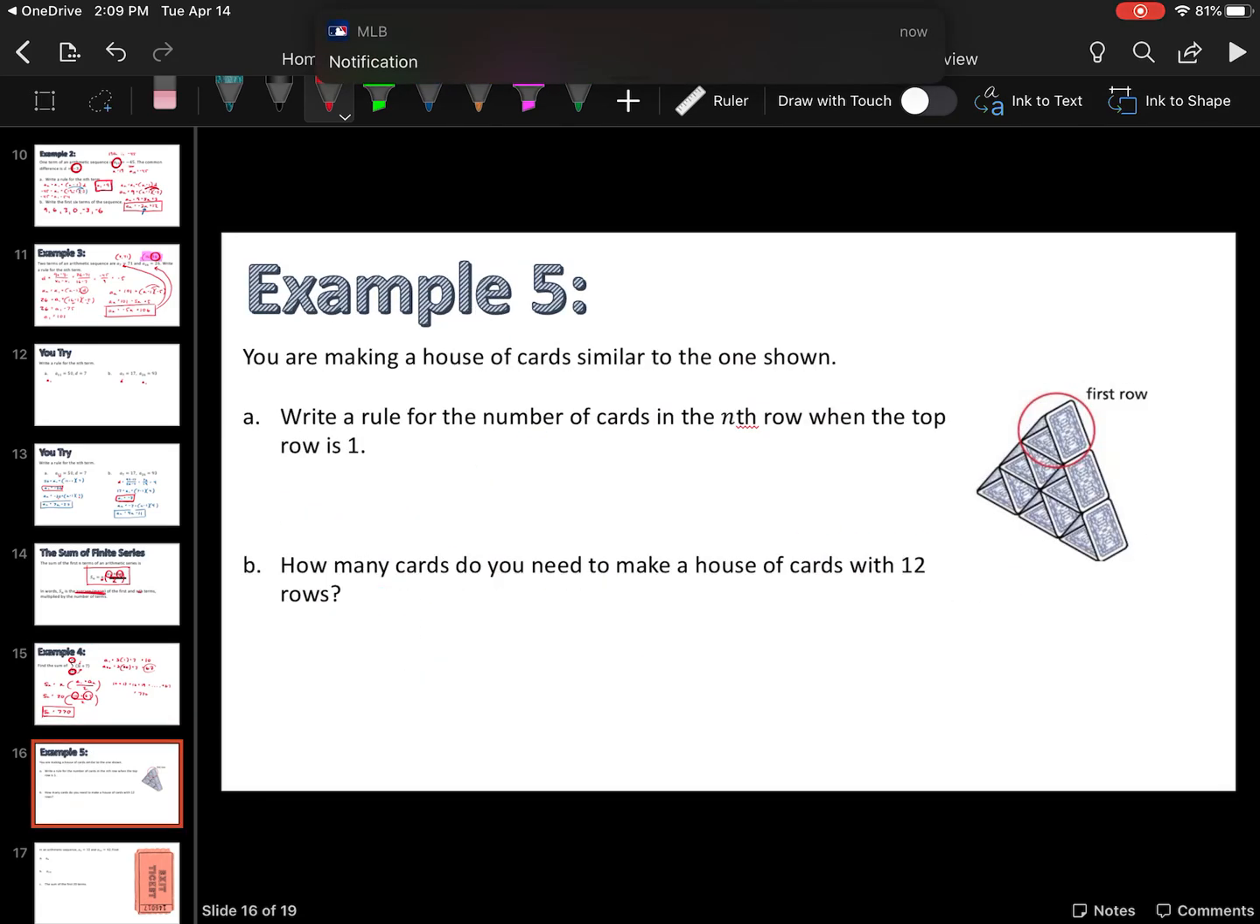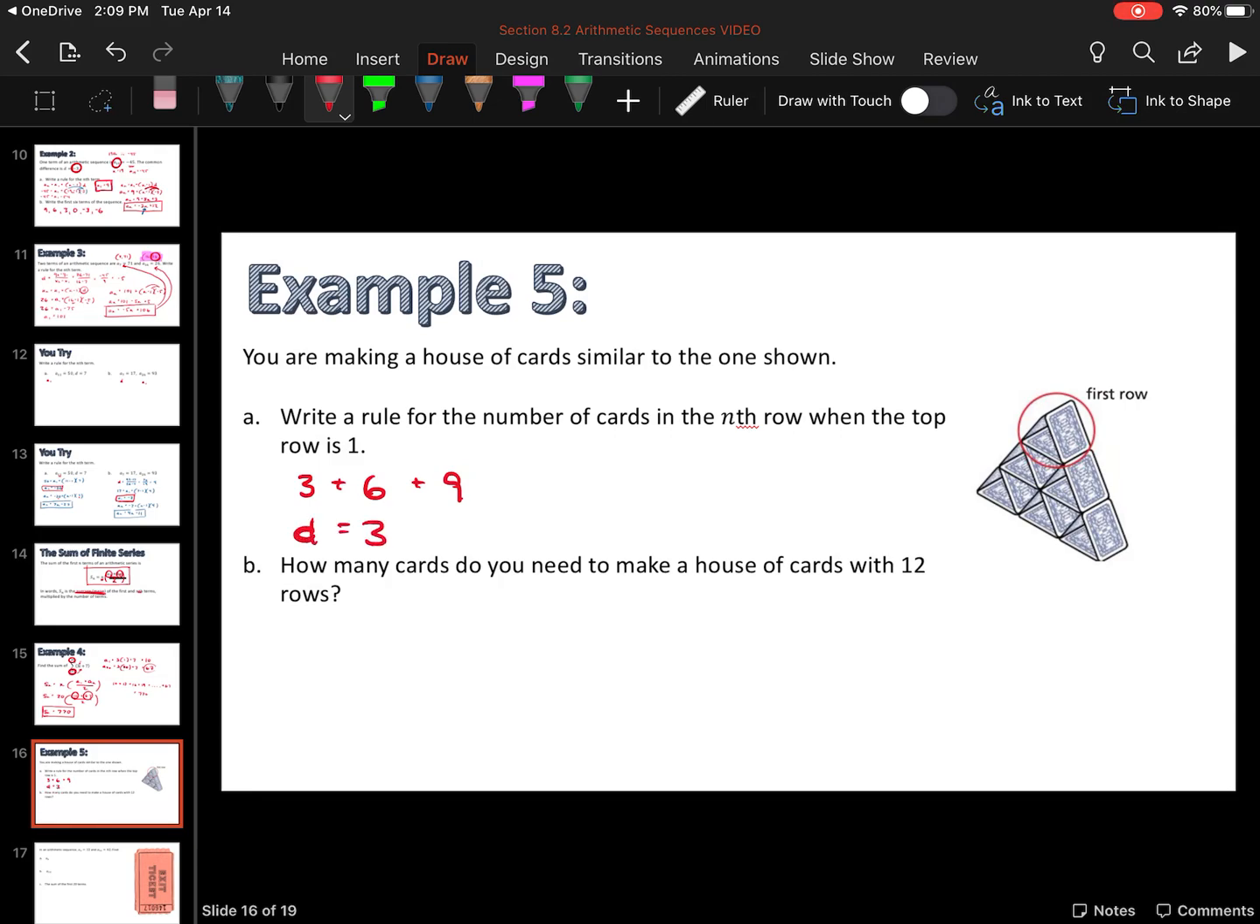For example 5, we're going to do a little real life example of this now. It says write a rule for the number of cards in the nth row when the top row is 1. So if you look at this picture right here, we're stacking cards up as a pyramid. The first row has 3 cards. The second row down has 6 cards. The third row down has 9 cards. So it's going up by 3 each time. So my common difference here is 3.